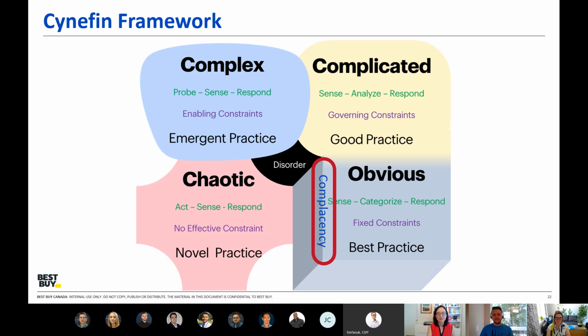So are there any other questions about the Cynefin framework? And we are about to head into a Kahoot quiz, so get your questions answered now if you're not sure.